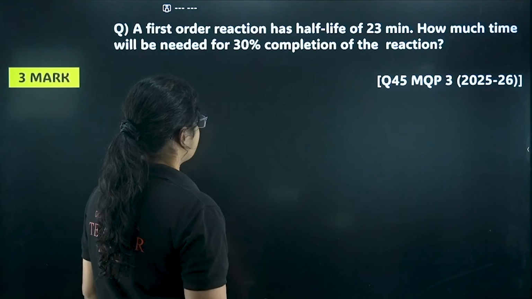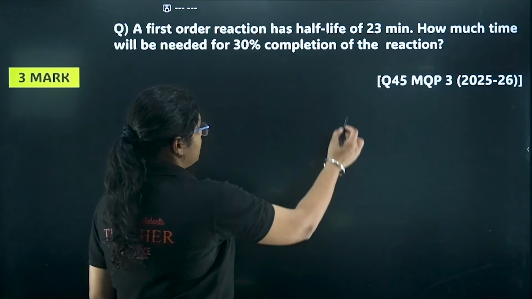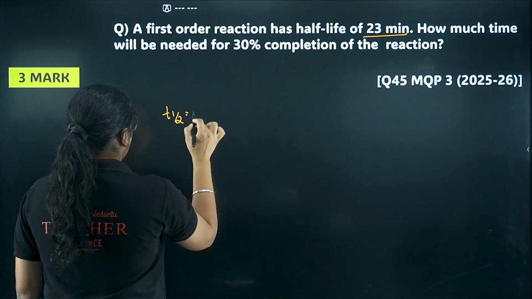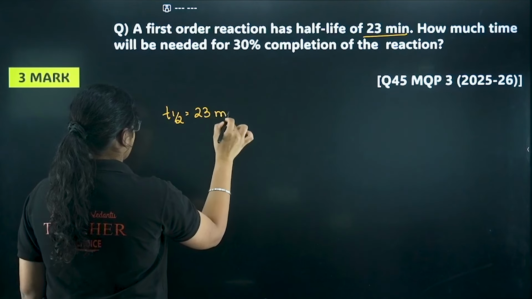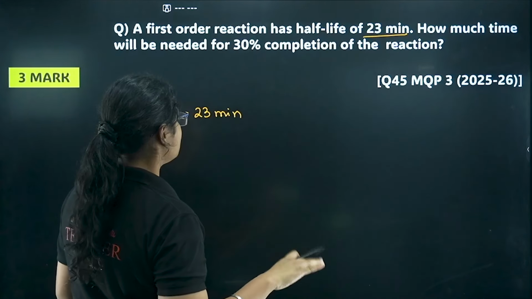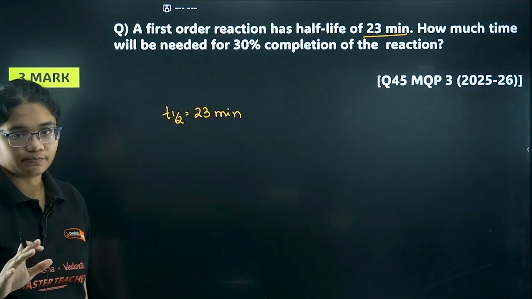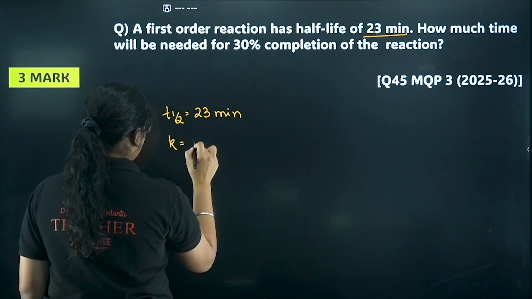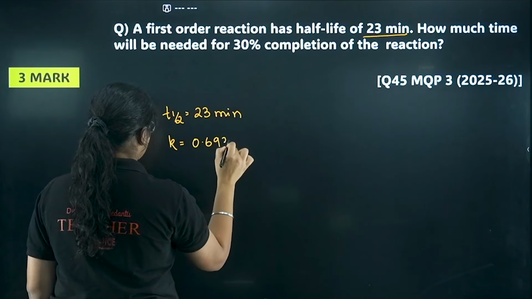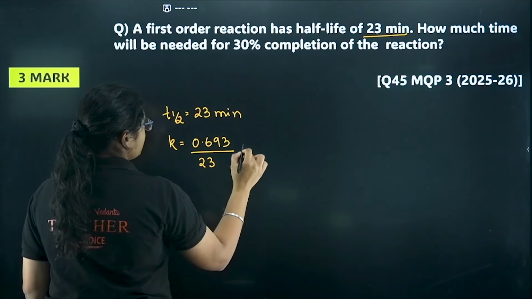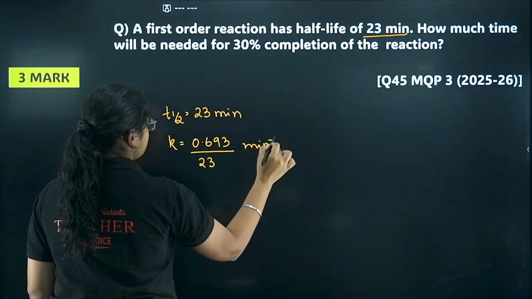Next question: a first order reaction has a half-life of 23 minutes. Okay, so half-life is 23 minutes. Next, how much time will be needed for 30% completion of the reaction? Now for this, what is the K value? It is 0.693 by T half, which is 23. So I can write K value in minute inverse.